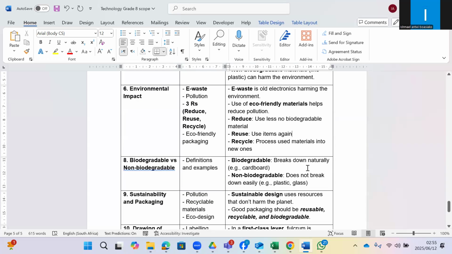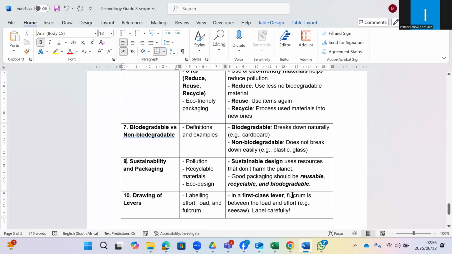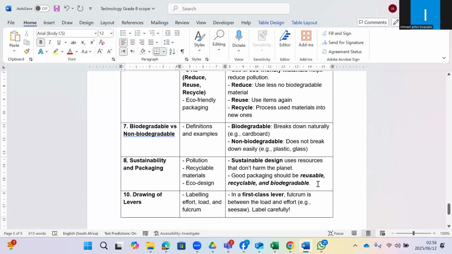Already we talked about the biodegradable. We said biodegradable materials break down naturally like cardboard. Non-biodegradable do not break down easily like plastic and glass and others. And then also, you must know sustainability and packaging. That's the pollution and others that we talked about, reuse, recycle, and others.